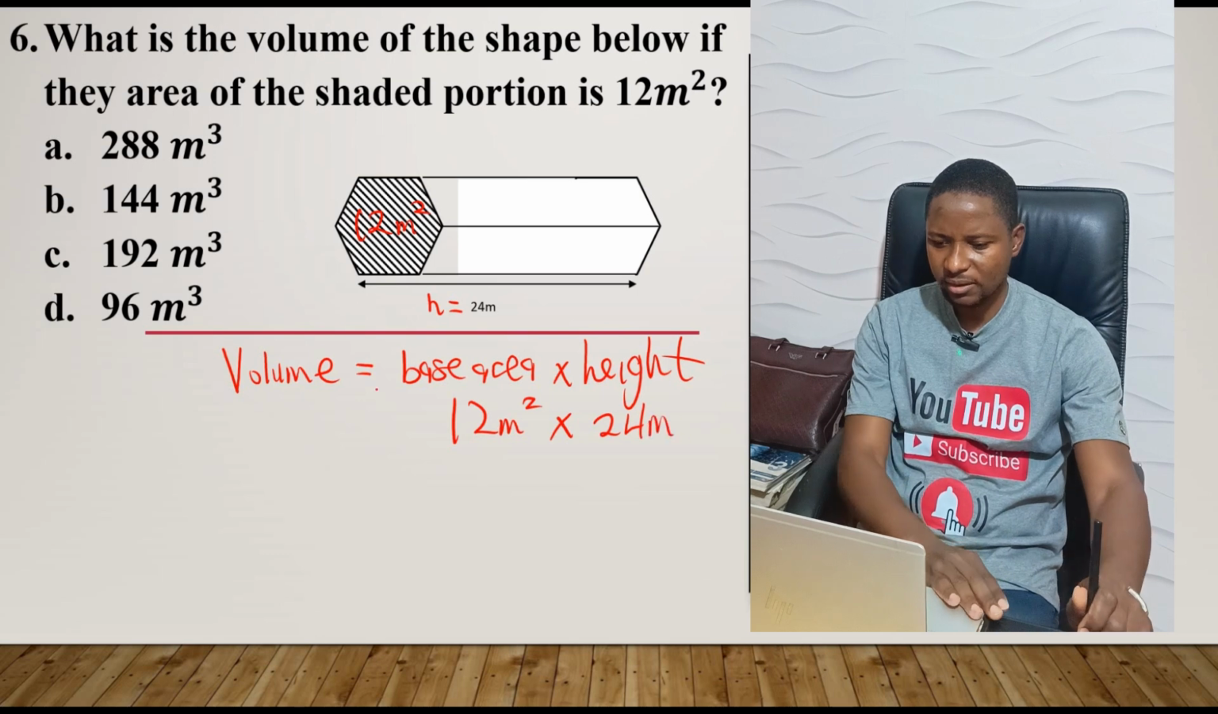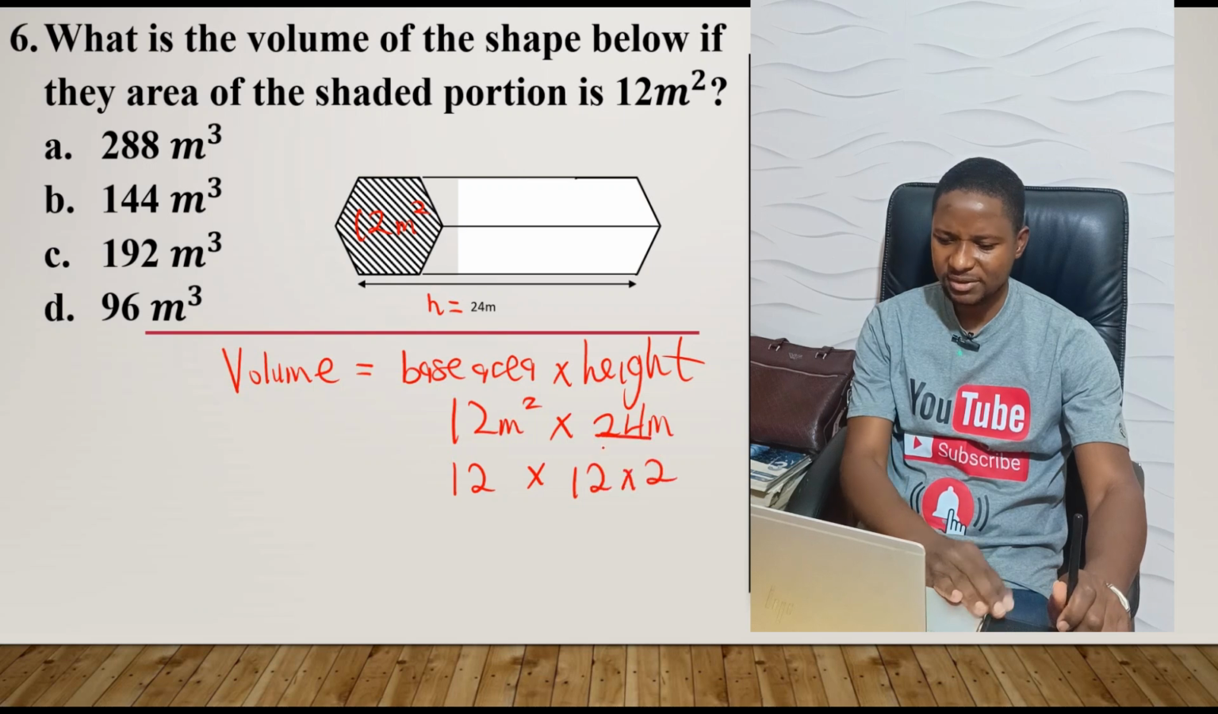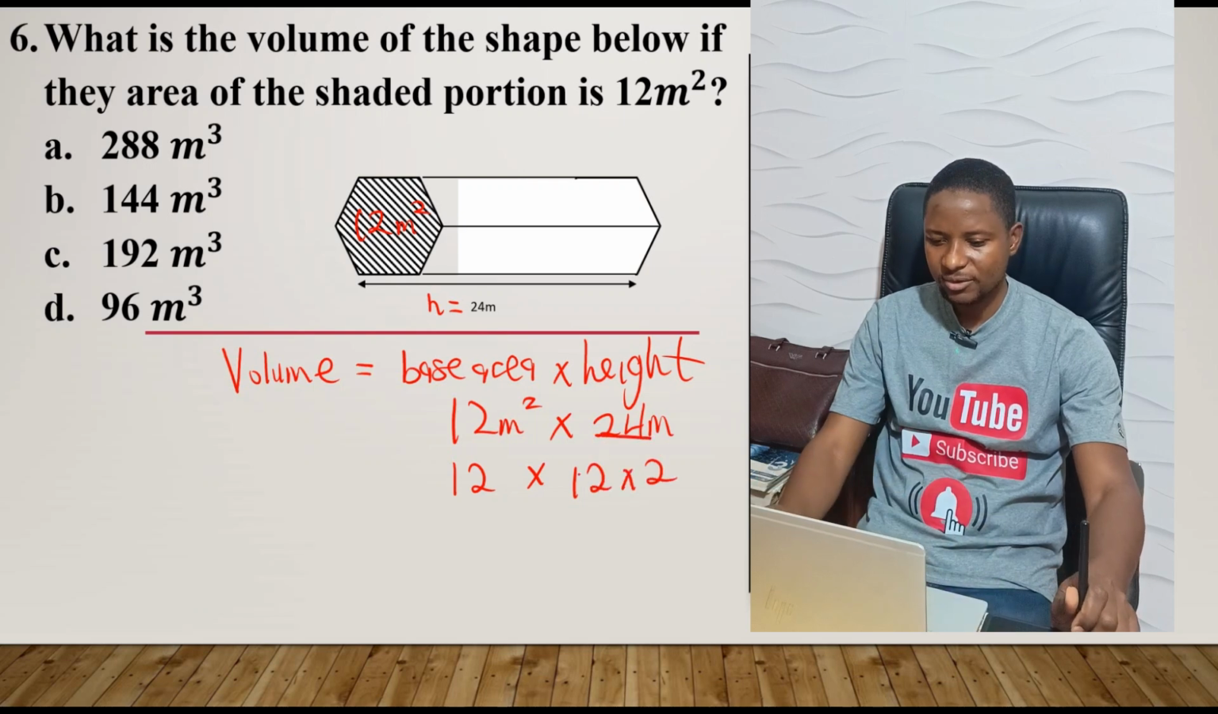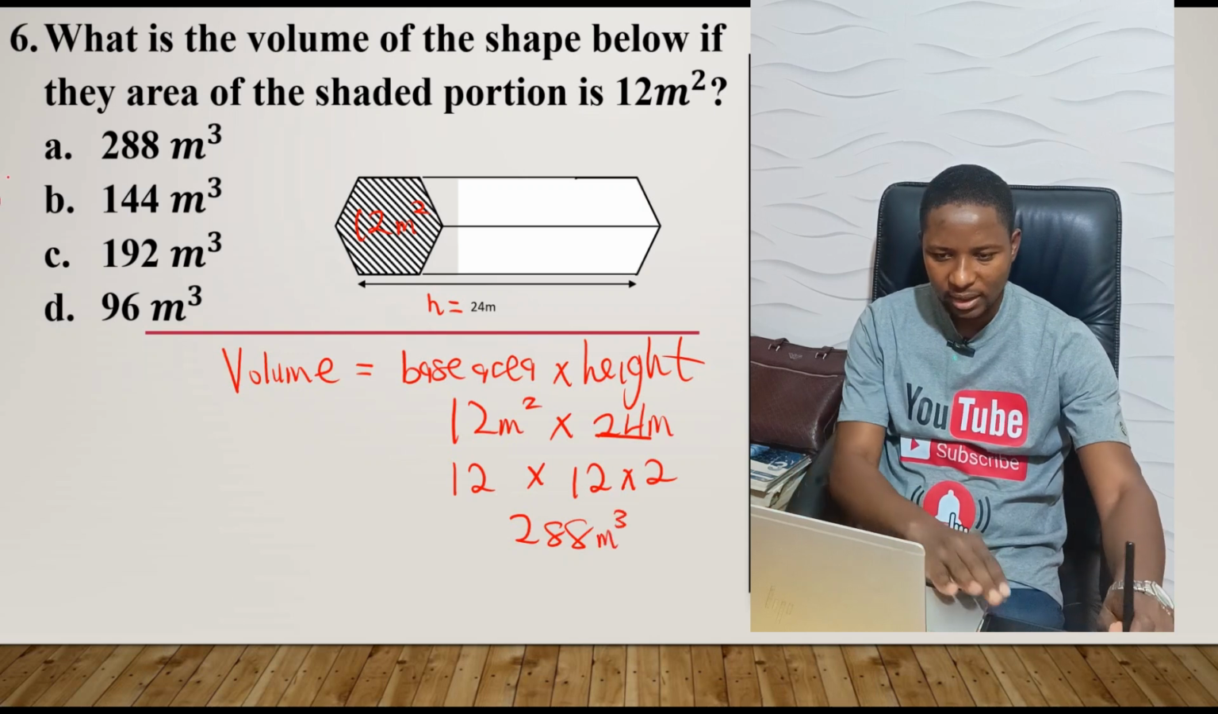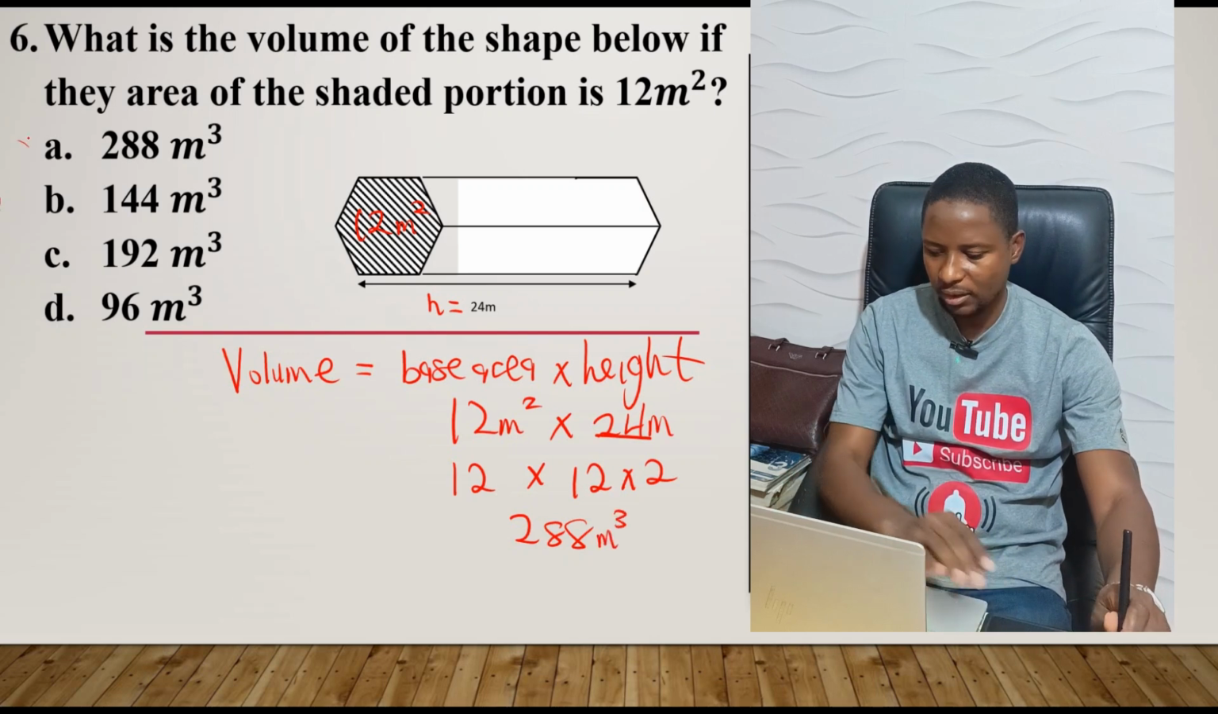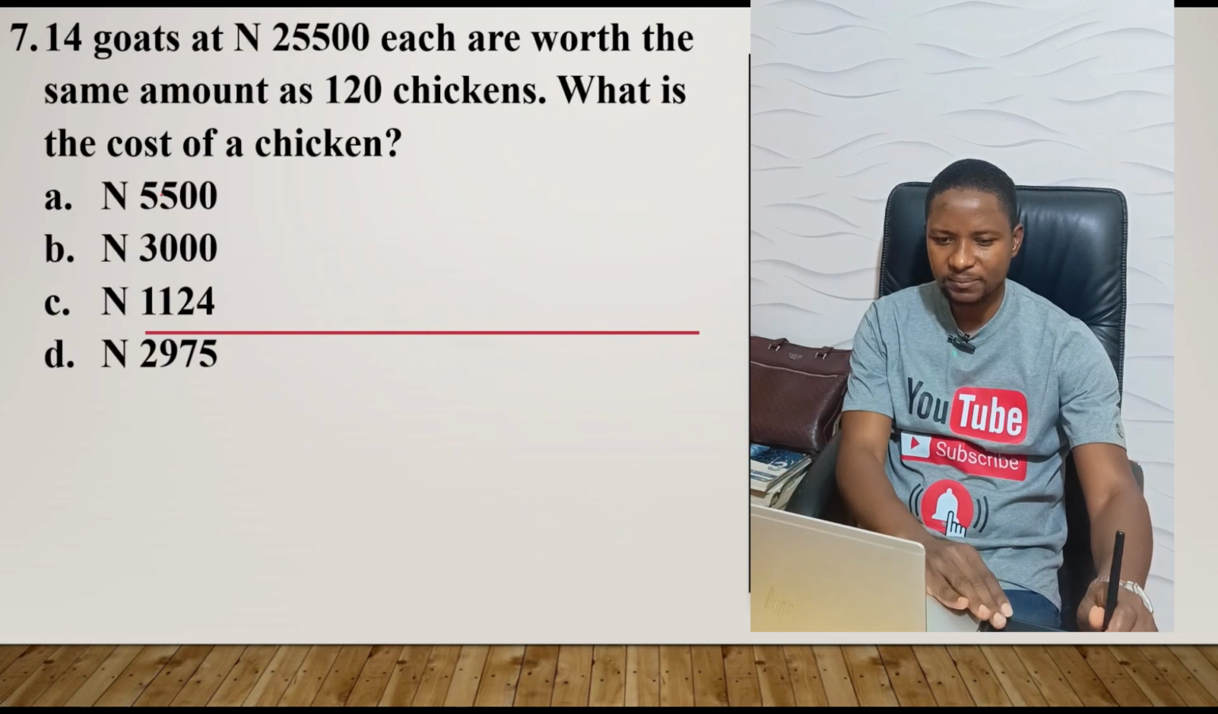So you just multiply. You can just do this 12 times 2. What did I do? I broke 24 down into 12 times 2, so that I can easily see 12 times 12, 144, times 2, 288. So you have 288. Meter squared times meter, that's meter cube. So our answer to this question is what? A.